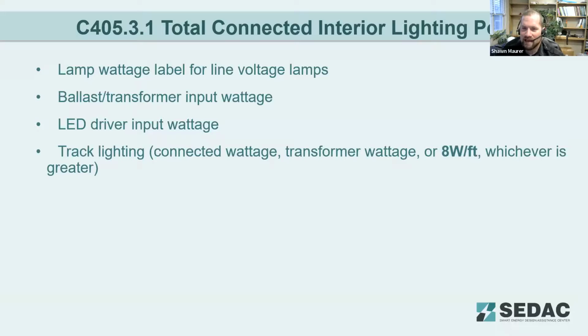So ASHRAE 90.1 does still have 30 watts per foot. The National Electric Code still has 150 watts every 2 foot of track length. So they're still working off of the old CFL or halogen track lighting. With LEDs, though, the IECC is taking that into account and reduced that to 8 watts per foot of track length.